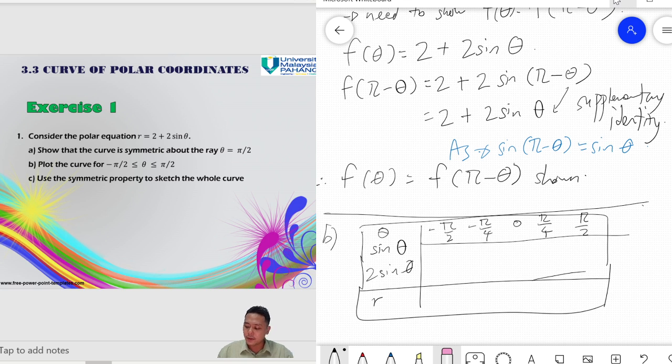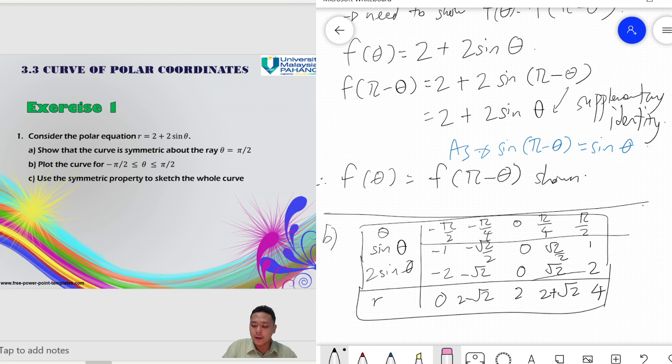So if you do this one by one, sin theta will be negative 1, negative square root 2 over 2, 0, square root 2 over 2, 1. And you multiply with 2: negative 2, negative square root 2, 0, square root 2, 2. And r will be 2 plus 2 sin theta. Then it will be 0, 2 minus square root 2, 2, 2 plus square root 2, 4.